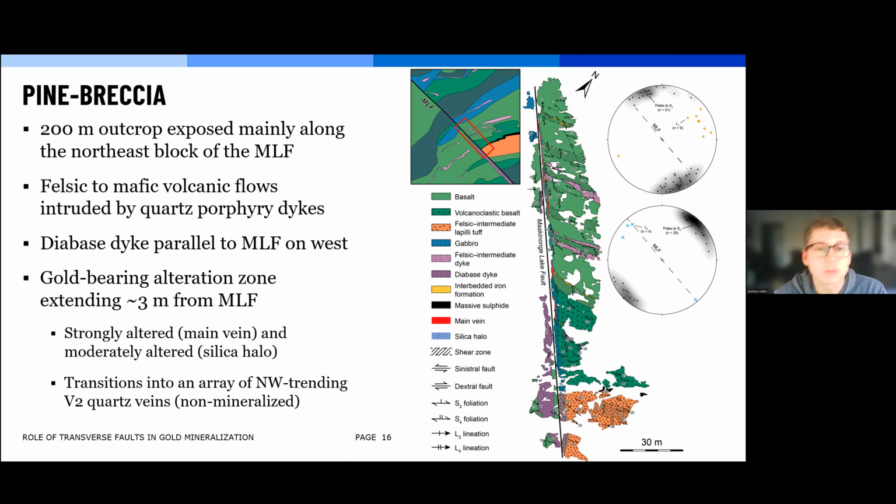But the main feature of this outcrop is on the east side, we have this gold-bearing alteration zone extending the entire length of the outcrop, about 3 meters from the Maskinonge Lake Fault, that I've divided into a strongly altered main vein and a moderately altered silica halo that transitions into an array of northwest trending V2 quartz veins, so all of which are parallel with the Maskinonge Lake Fault.